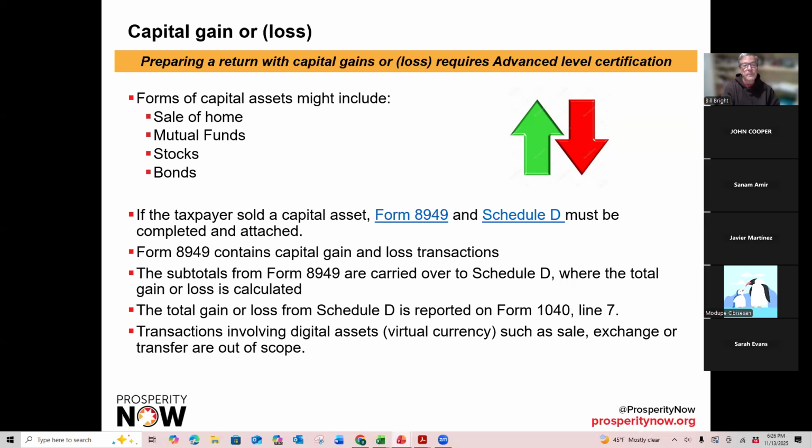Again, you might get that from the sale of your primary home, from mutual funds, stocks, bonds. Usually a sale of the home is not going to be a problem because most people will get the exemption of $250,000 if they're single, $500,000 if they're married. Again, all that will flow through Form 8949 and Schedule D.